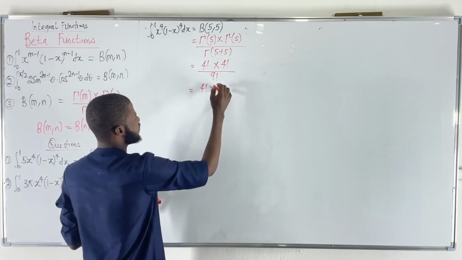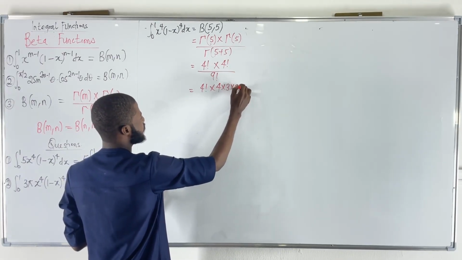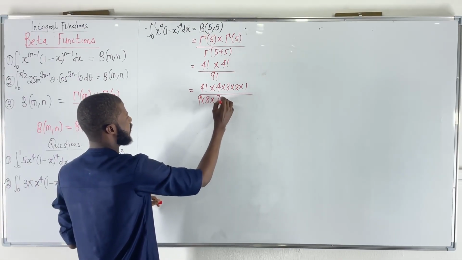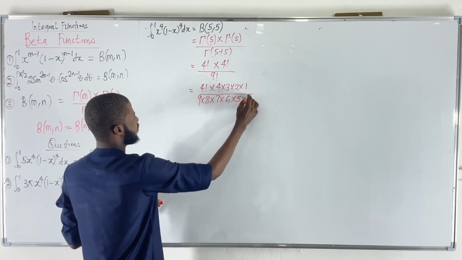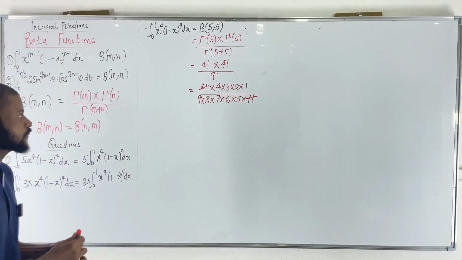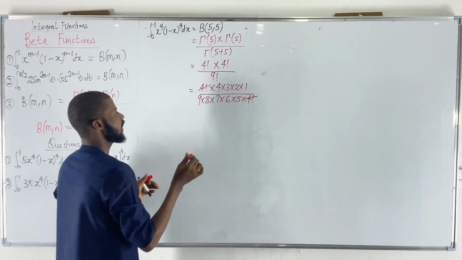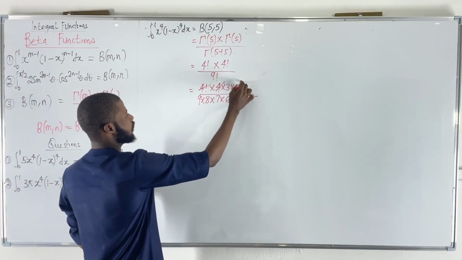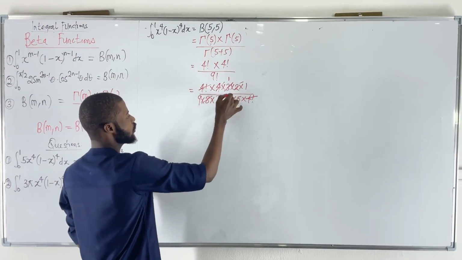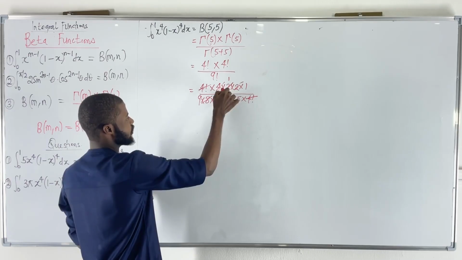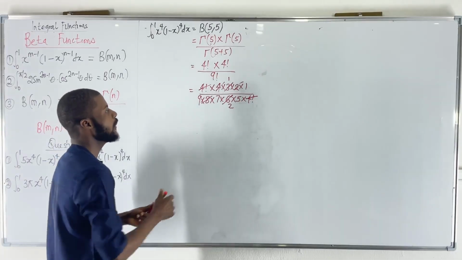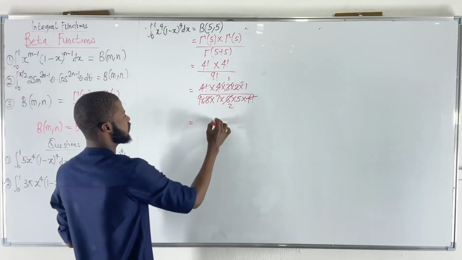Then this second one, I want to expand: 4 times 3 times 2 times 1. Then 9 factorial is 9 times 8 times 7 times 6 times 5 times 4 factorial. So this 4 factorial will take care of this 4 factorial. Now I know that 4 times 2 will give me 8, so it's going to cancel the 8 at the bottom. Now 3 into this 6 is 2. What will be left at the top is 1.